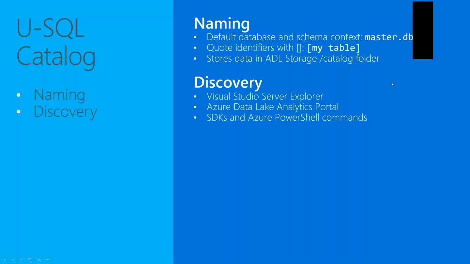In terms of discovering these objects, you have the ability to look at them either through the Visual Studio Server Explorer, which I will be showing you in a minute, through the Azure Data Lake Analytics portal, or, if you want to do it programmatically, through the variety of SDKs and the Azure PowerShell commands that we are offering. So at the moment we have the C# SDK and Node.js SDK, and we are currently working on providing a Java SDK later this spring as well.